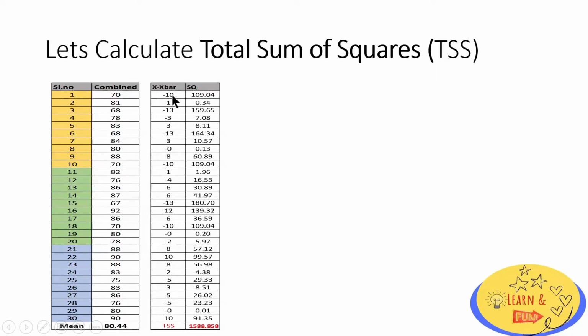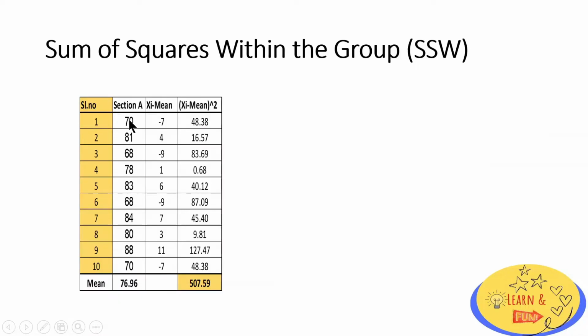Now let's go to the other one, which is the variation within the group. This is a very simple calculation, exactly the same type of calculation, but here you are doing this for only that particular group. For example, we are taking section A. We have 10 students and these are the marks, and you can see that this is the mean. So this mean is used in order to find the deviation. So it is 70 minus 76.96, which is about minus 7, and like that we continue for all the observations, right?